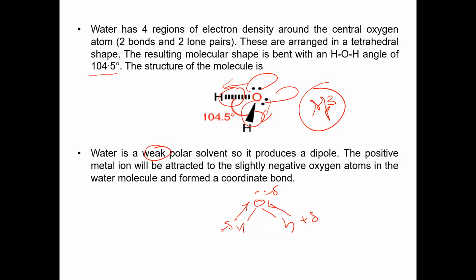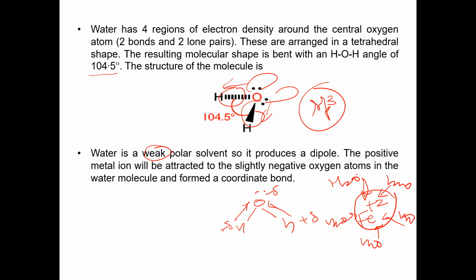So the positive metal ion will be attracted to the slightly negative oxygen atom in the water molecule and form a coordination bond. In the earlier lectures, you have already read that if this is a metal ion in an aqueous solution, these water molecules generate a coordination sphere, right? They can make a coordinate bond with the metal, because those lone pairs can easily donate to this metal center.